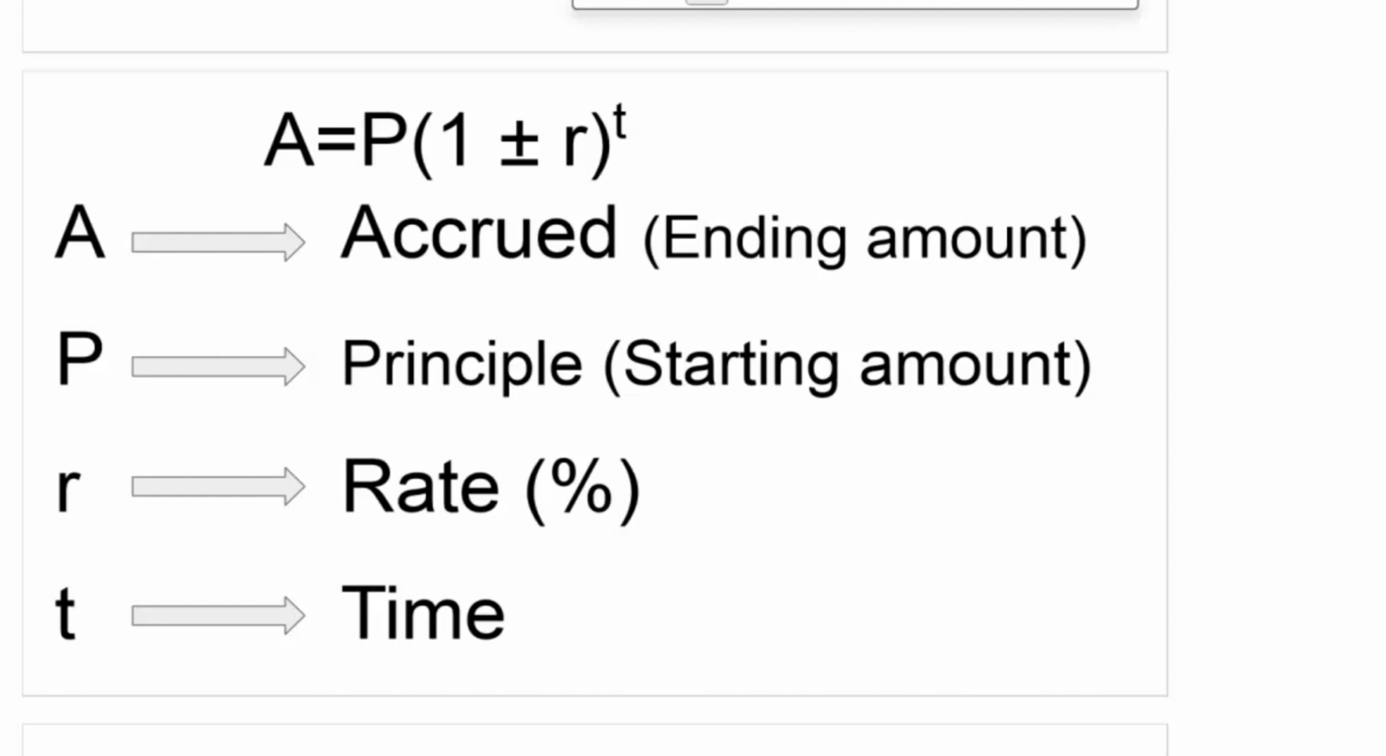The A represents the accrued amount. That means the ending amount. You're going to start with so much of something, and then after the time passes, you're going to end up with so much. So the A represents the amount you're left over with after the time has passed. The P stands for principal. That's the starting amount. Let's say you're starting with money. A lot of these examples deal with money. So you're investing money. Let's say you invest $50,000.